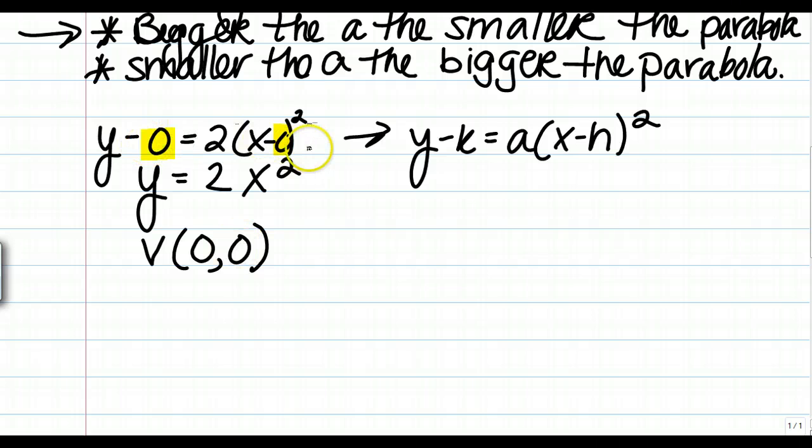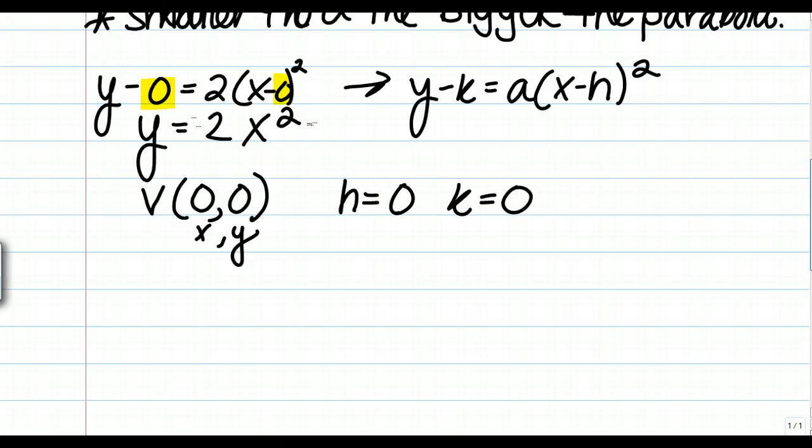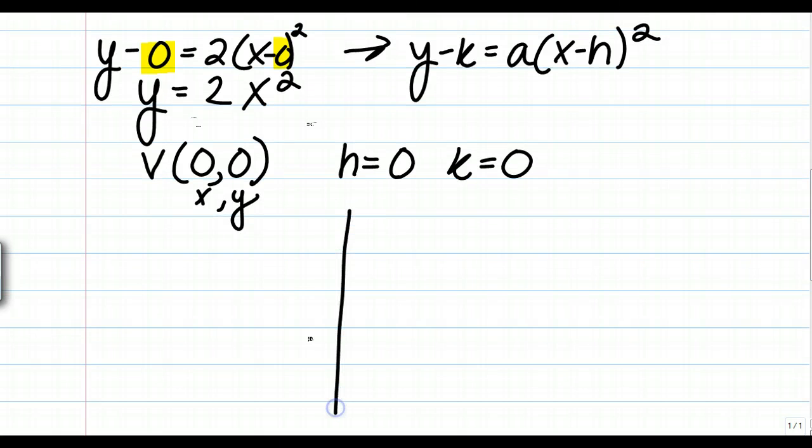And the way I remember that it's h, comma, k is that the x comes first and the y comes second. So when you have a point, it's x, comma, y. So you have to put what's next to the x first and then what's next to the y. So you know that your h is 0 and your k is 0. So your vertex is 0, 0. So when you go to graph this equation, you have the point 0, 0 right here.